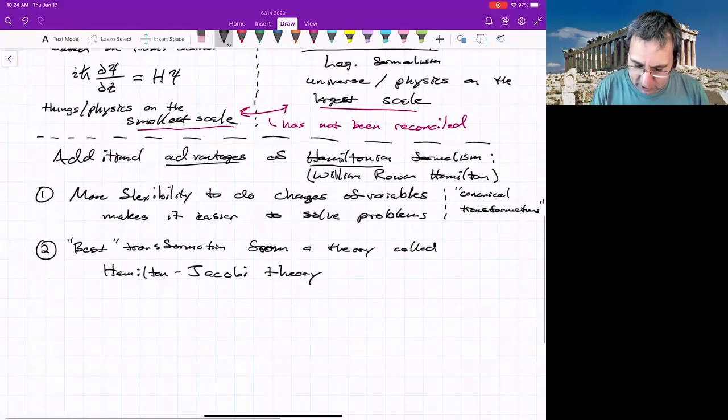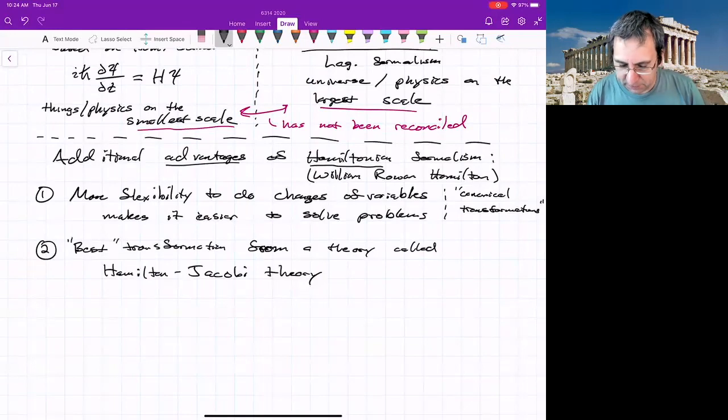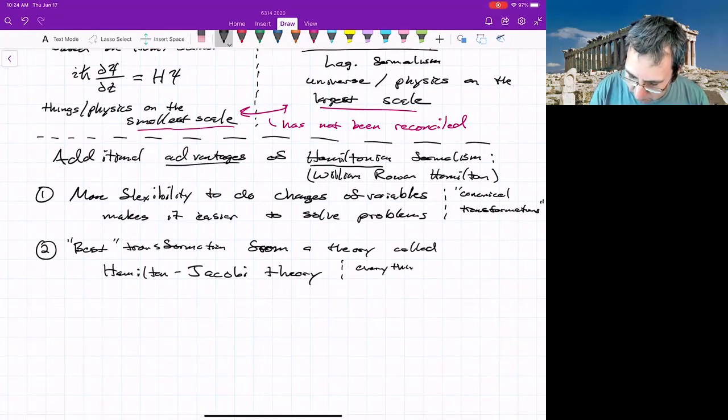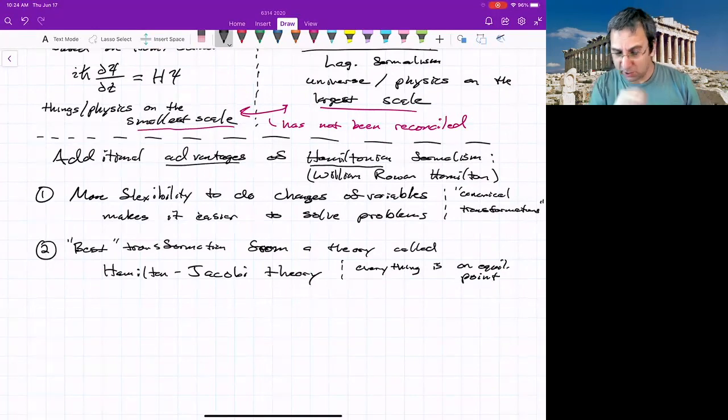So even if you can't find the best transformation, so what I mean by the best transformation is you transform your system to everything is an equilibrium point, which might seem really boring. Everything is an equilibrium point, but if you have a set of differential equations where every point is an equilibrium point, you have the solution for the system because things just don't change.